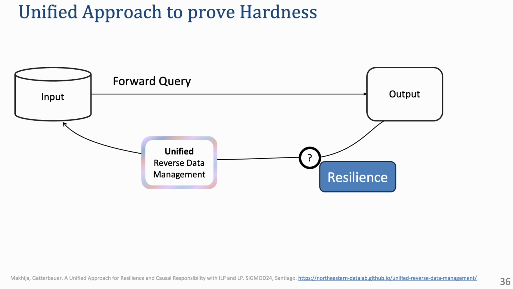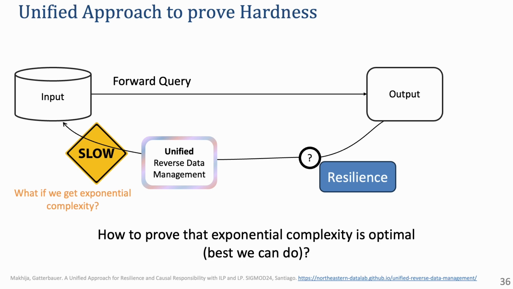So let's say that you are using our unified method to find the resilience of some query over different databases, and you're always getting a slow outcome, and you get exponential complexity. How do you prove that indeed this is the best you can do, that the unified algorithm is doing the best that it possibly can? How do you show that exponential complexity is optimal for this case?